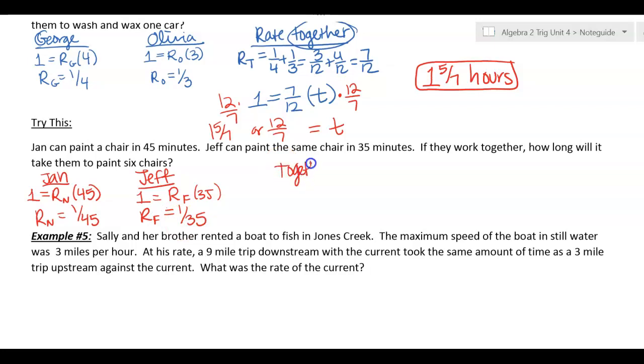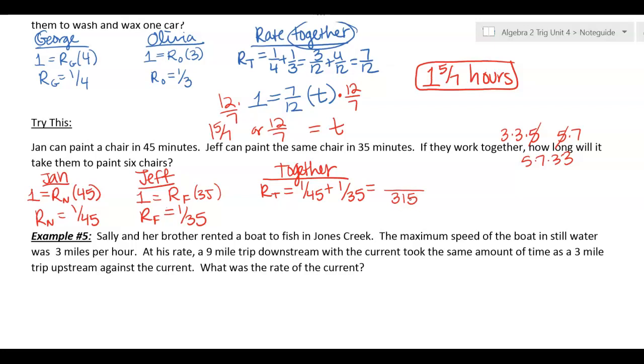The question asks about them together, so I'm going to take those two rates and use them to find a rate together. So their rate together would be 1/45 plus 1/35. So I'm going to make a common denominator, and I'm actually going to do what we did previously. So 45 is like 3 times 3 times 5, and 35 is like 5 times 7. So my common denominator would have to have a factor of 5, a factor of 7, and 2 factors of 3. So 35 times 9 is 315. So 315 is the common denominator.